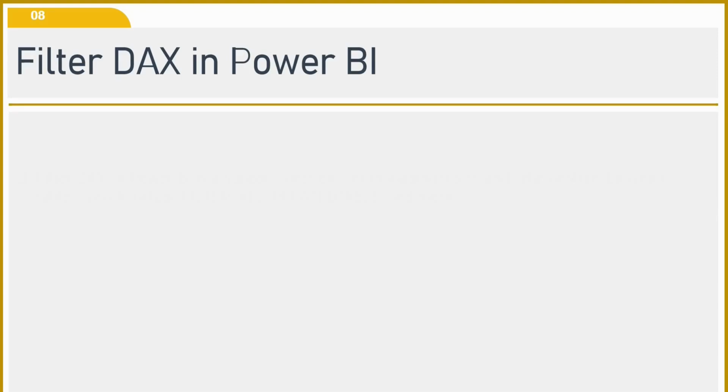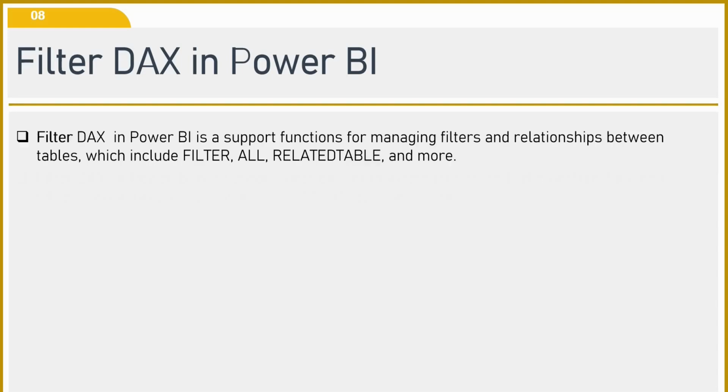In this video, we are going to talk about the FILTER DAX function in Power BI. So let's get started. What is a FILTER DAX function in Power BI? The FILTER function is used to reduce the number of rows in the table that we are working with, and it is also used to specify the data for calculation that we are working with.